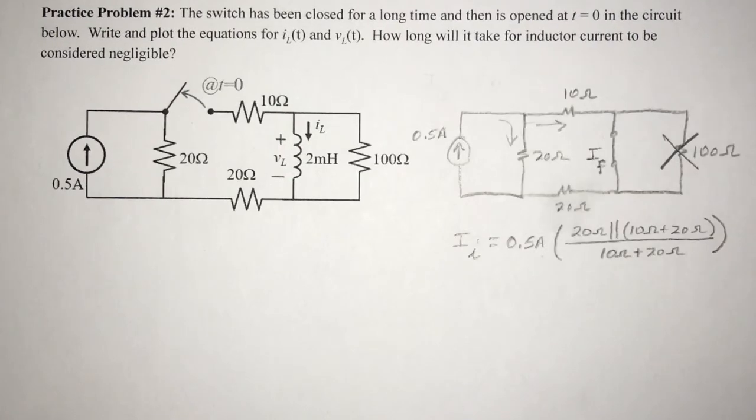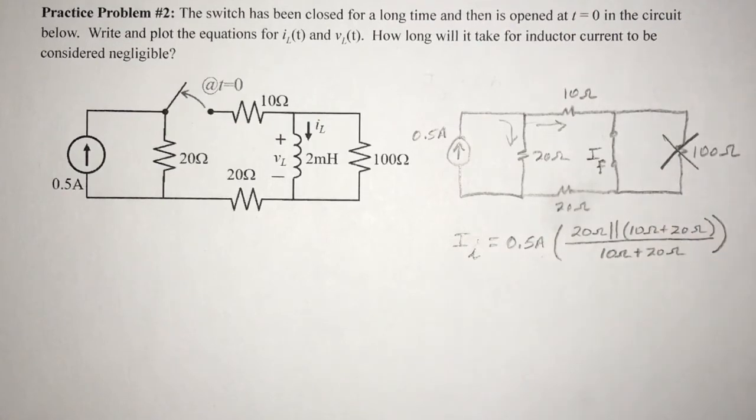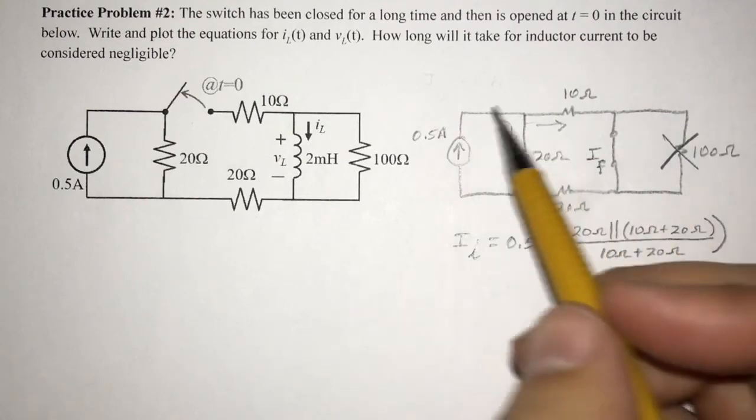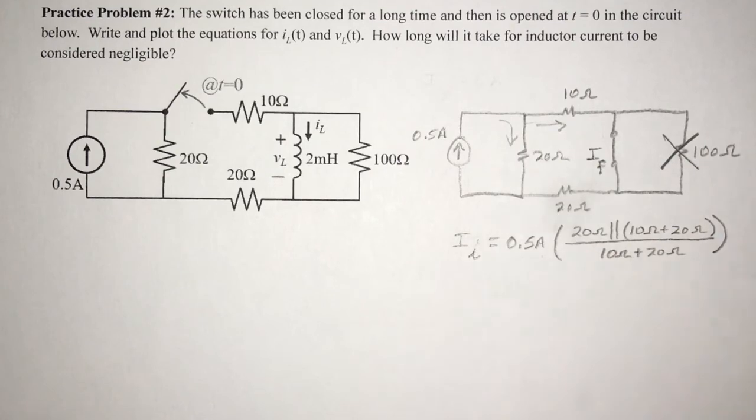We draw the circuit in the initial state and note that the 100 ohm resistor is shorted out by the inductor in DC steady state, so we can ignore the 100 ohm resistor. What we're really after is how much of the source current goes down this branch. We can find that out using a current divider.